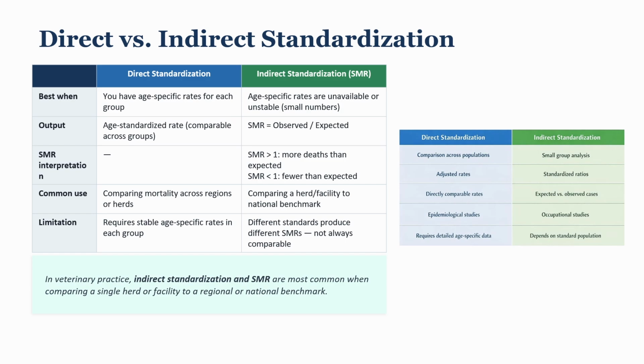One important caution about the SMR: SMRs from different populations calculated using different reference populations are not directly comparable to each other. If you've calculated an SMR for herd A using one national benchmark and an SMR for herd B using a different regional benchmark, you can't compare those SMRs. This is a common mistake in the literature. Direct standardization is the appropriate method when you need to compare multiple groups simultaneously.